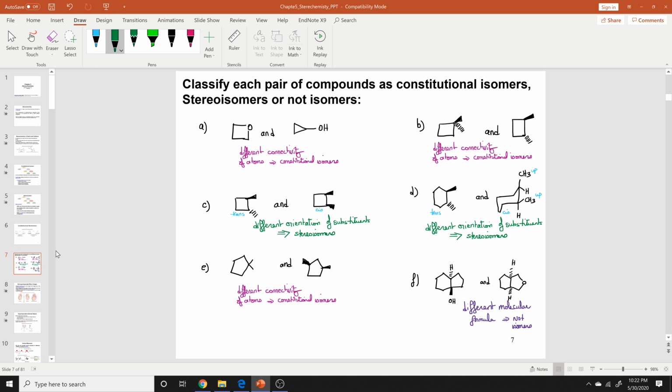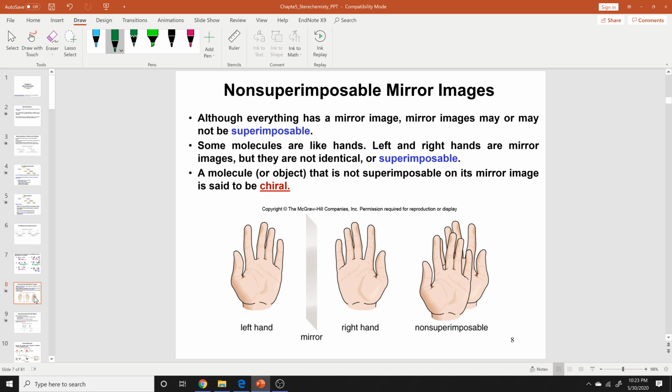This is trans. Oh no, you know what? This is basically an OH over here. See, this is an OH over here. This is a hydrogen in there. These are different molecules. These are not even constitutional isomers, because if you take a look at the molecular formula, each one of those is going to have its own molecular formula. They have different molecular formulas. So this is why they are not isomers.